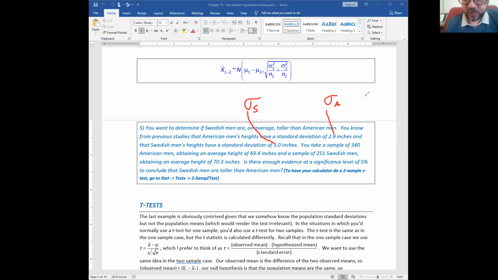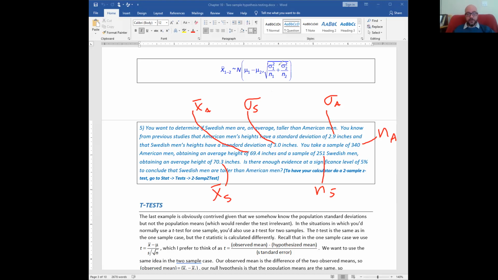340 American men, that's my sample size, that's N sub A. Taking an average height of 69.4 inches, so that's X bar sub A. You can see why you might want to label all these things first. This is N sub S, it's 251. There are a lot of numbers in here, right? And so it's nice to have them all labeled before you start doing your problem, because otherwise there's a lot of nonsense to keep track of. So write down what all the nonsense is first.